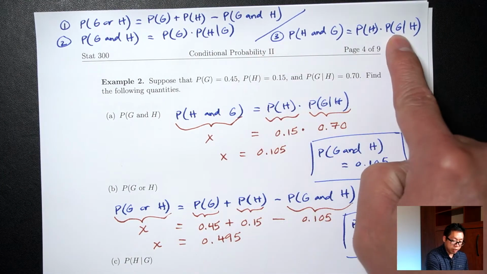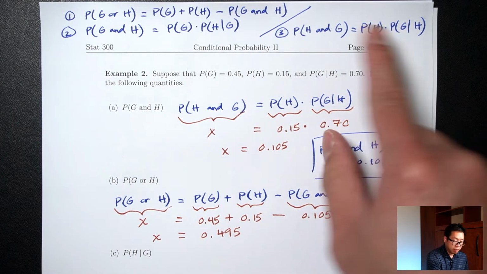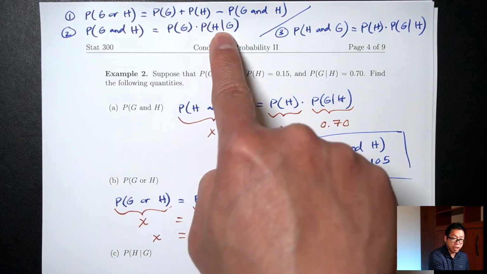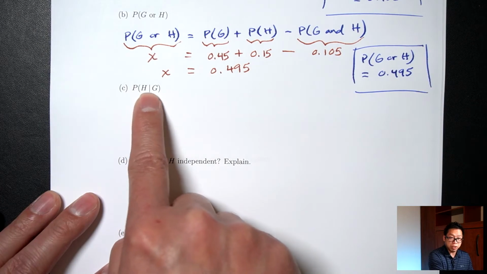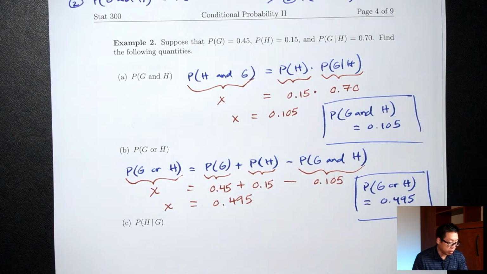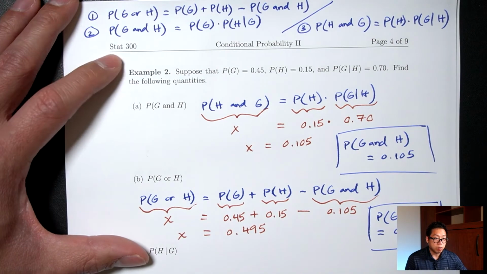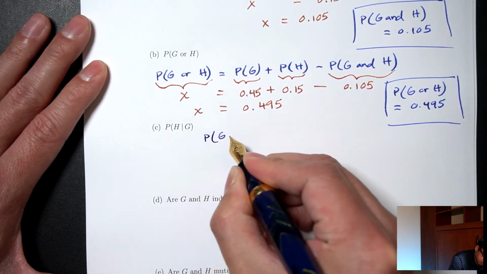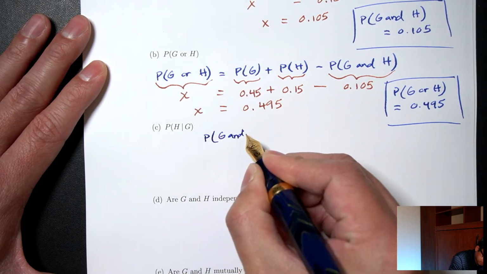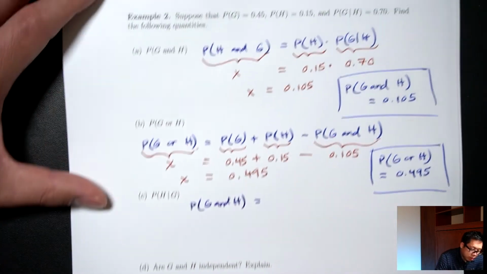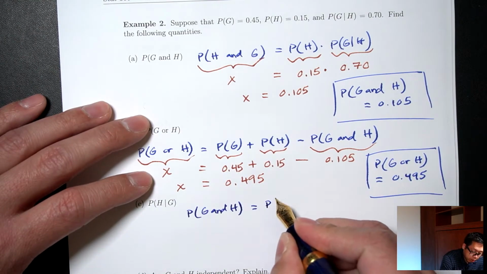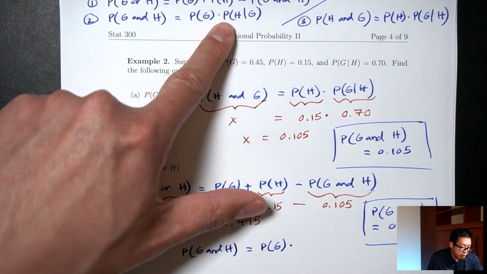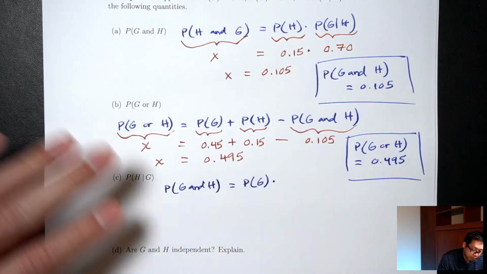Formula 3 has G given H. That's not it. Formula 2 has H given G. So I think 2 is the only one that has H given G in that order, so we have to use 2. Let me recopy 2. G and H equals probability of G times probability H given G.